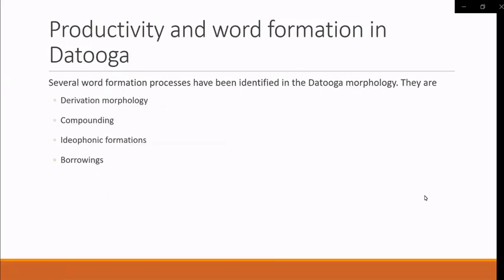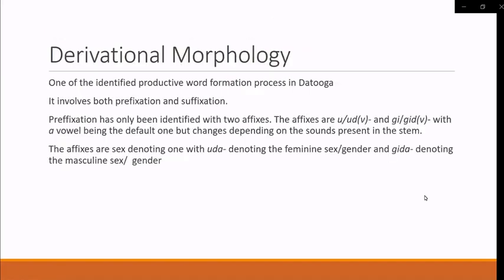When you look at another aspect of productivity and word formation in Datooga, we have several word formations that have been identified in this study. The most common or most productive ones are derivation morphology and compounding. Again, borrowings are a bit productive, though they are not looked into in much detail. Ideophonic formations are not that productive, but there are quite a good number of nouns formed through ideophonic formation, either combined with derivation morphology.